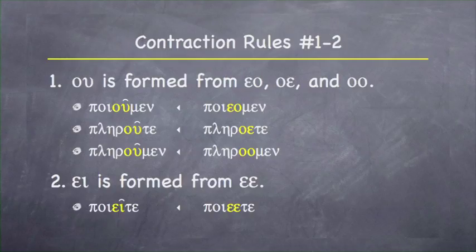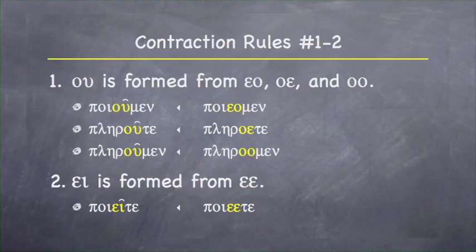So if you have the first person plural form of poieo, it's going to be poieomen. It's going to contract to poiumen, okay? If you have the second person plural form of plerao, it's pleraete, which is going to contract to plerute. And if you have the first person plural form of plerao, you have pleraomen, there's a hard one to say, pleraomen, is going to contract to plerumen. Okay, so those are examples for your first rule of contraction, one of the more important rules.